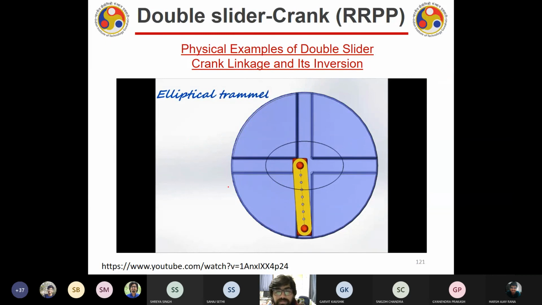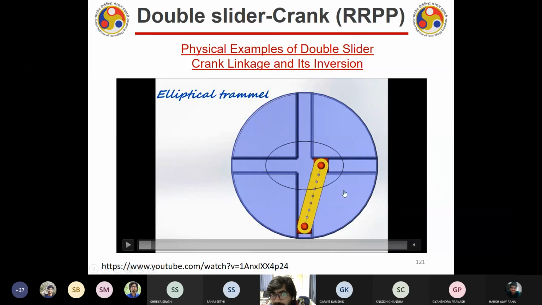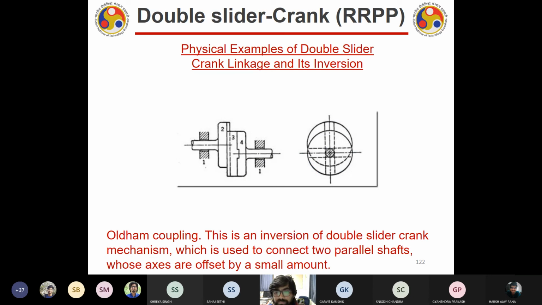Fine. Now, let me just tell you the importance of the elliptical trammel. Its importance is that you can create an Oldham coupling. Fine. What is Oldham coupling? I'll just briefly explain to you. So this is the physical example of Oldham coupling. It is nothing but an inversion of the double slider crank mechanism, which is used to connect two parallel shafts whose axes are offset by a small amount.